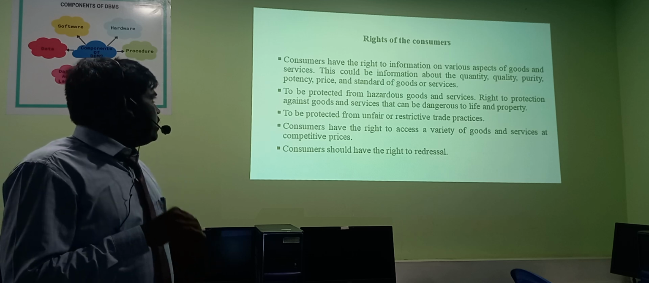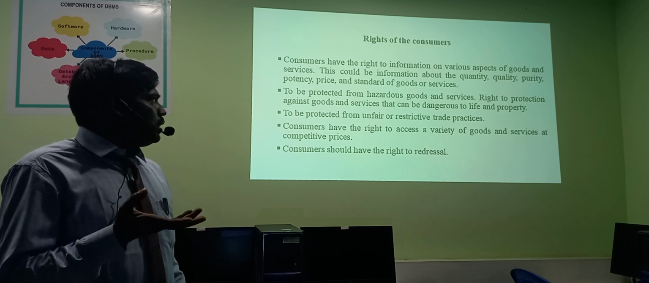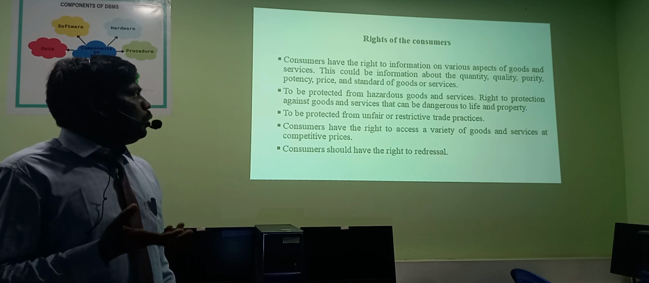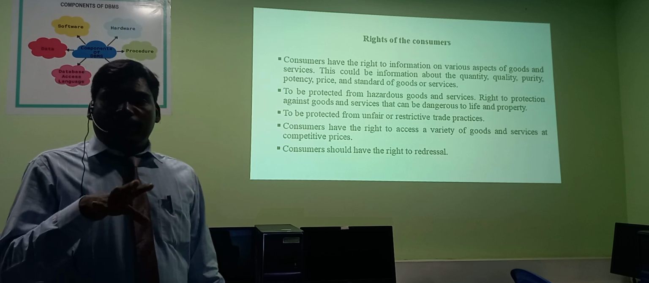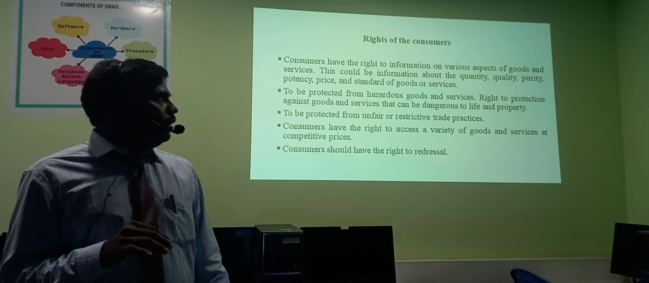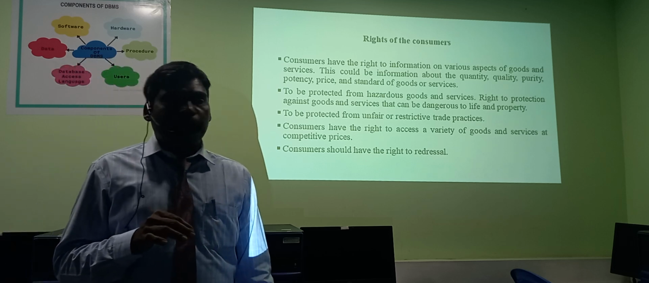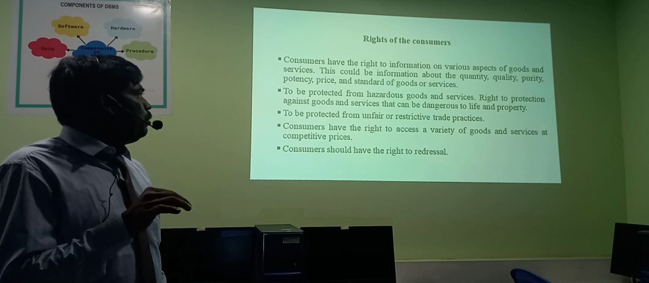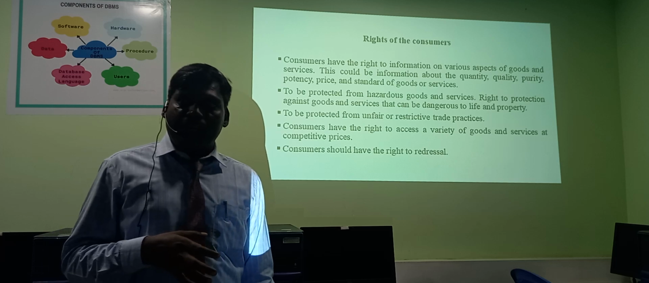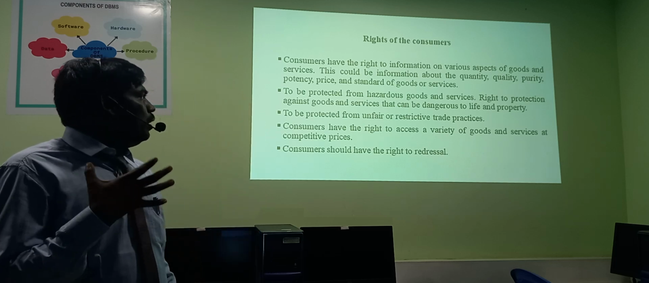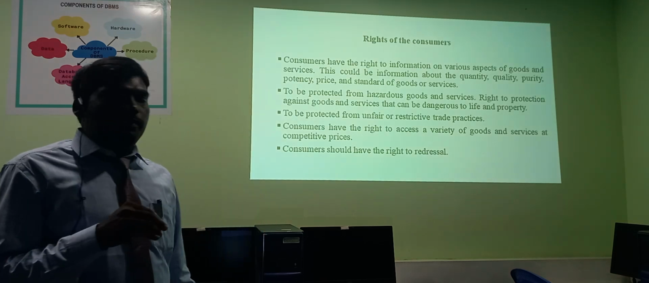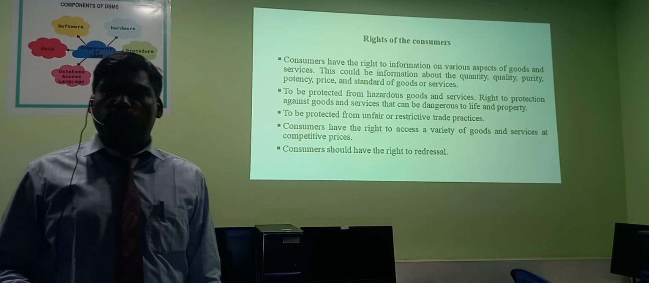These are the rights of the consumer. Second, to be protected from hazardous goods and services: the right to protection against goods and services that can be dangerous to life and property is one of the rights of the consumer. The third is to be protected from unfair or restrictive trade practices. The consumer has the right to access a variety of goods and services at competitive prices. The consumer should have the right to redressal for any problem with a product, under the Consumer Protection Act 2019.